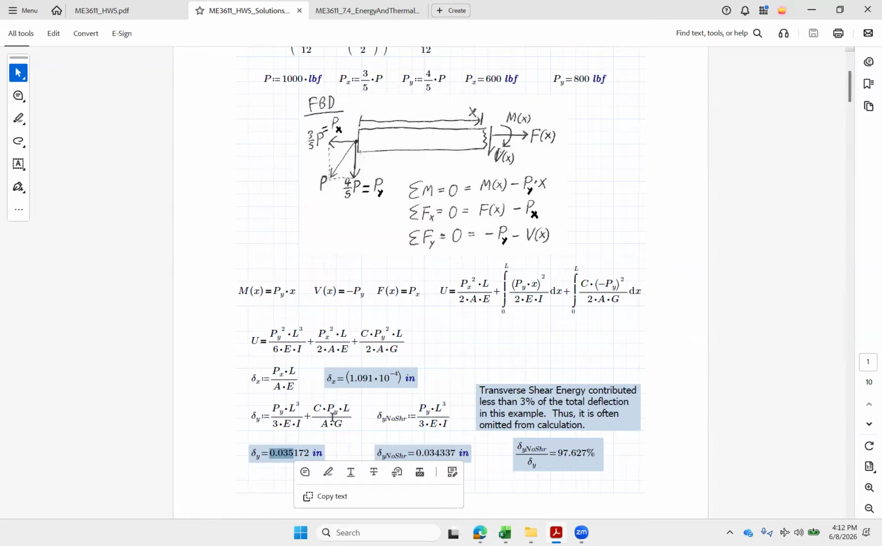If we were to take the shear term off of there and just include the bending, I see I get 0.343. So if I put the no shear over the included shear, we're only missing about 2.5%. Less than 3% of the total deflection in this example is caused by the transverse shear energy, and most all of it's caused by that bending energy that we see right there.